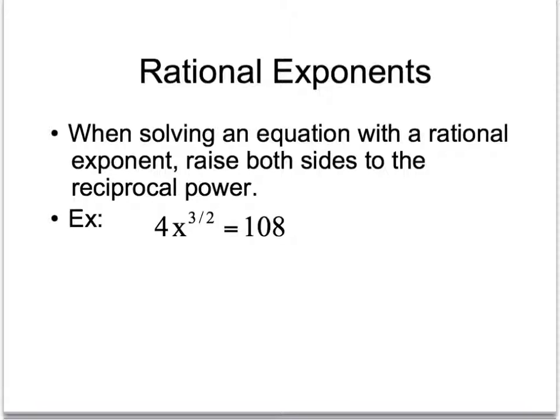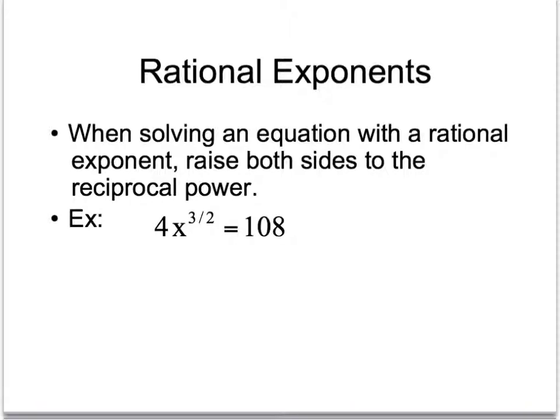Okay, the second part of today is again pretty easy. When solving an equation with a rational exponent, meaning like a fraction, raise both sides to the reciprocal power. So what would be the reciprocal power of 3 over 2? And obviously what you can do is just multiply by 2 over 3. So if I multiply this by 2 over 3, that fraction will go away.